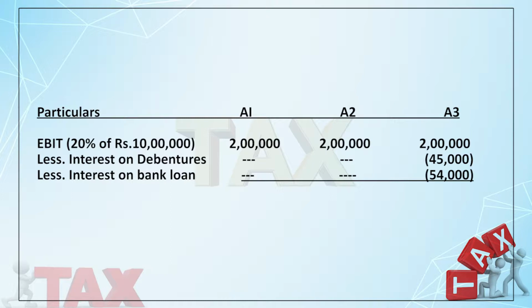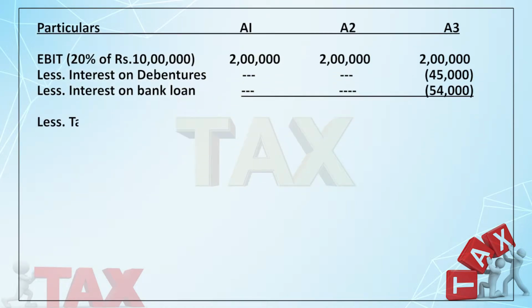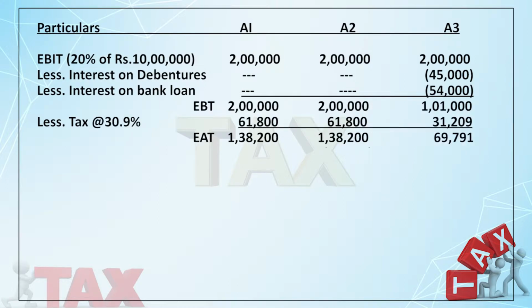In the first option, we have only equity shares. In the second option, we have only equity shares and preference shares, so there is no interest. In the third option, we have two interests: one is interest on debentures, and one is interest on the bank loan, right? If you remember the figures, 15% on 3 lakhs is 45,000, and 18% on 3 lakhs is 54,000. So we are deducting these and getting the earning before tax.